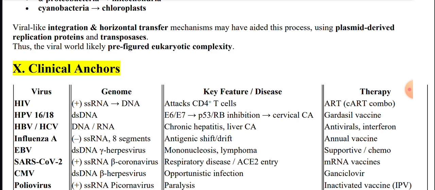is absolutely key to developing effective diagnostics, therapies, and vaccines. But the legacy, as we discussed, goes so much deeper than just disease.